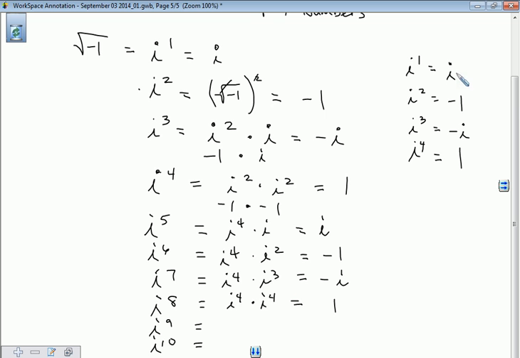Who sees the pattern? i, negative 1, negative i, 1. i, negative 1, negative i, 1. It keeps repeating, doesn't it? Forever. Why is it the 4 different things that keep repeating? They just do. Because for powers of i, this is where you start seeing it repeating.